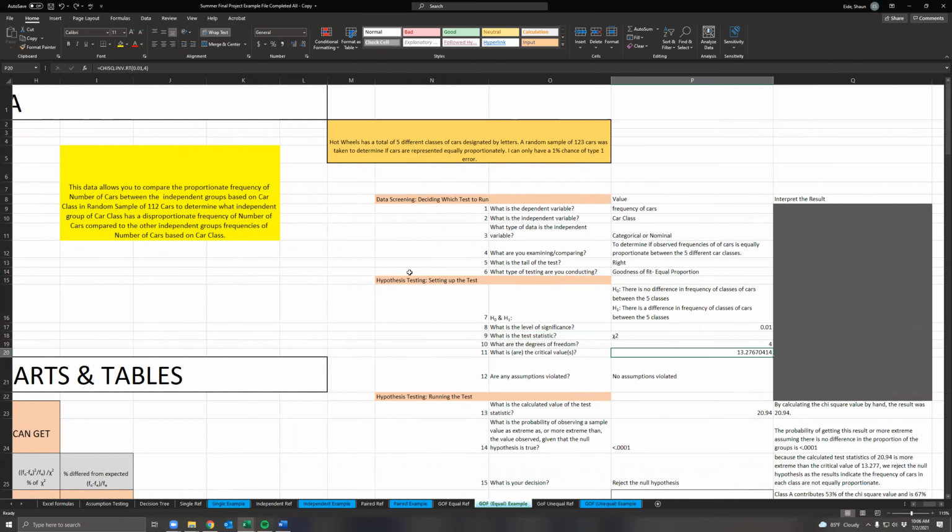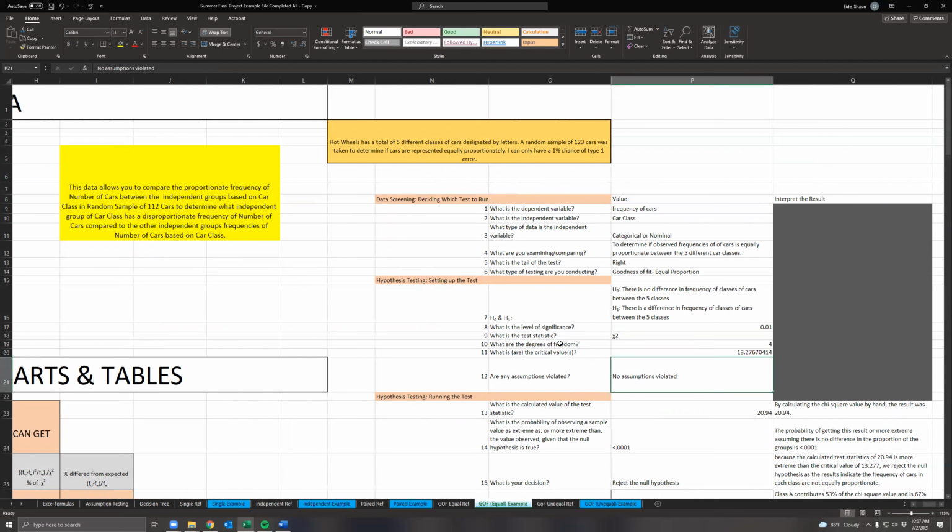And then what are the critical values? So in order to do the critical values, we are going to do chi-squared inverse dot right tail, which all the Excel formulas are right here, but the critical value is chi-squared dot inverse dot right tail. Then it's 0.01 comma 4. 4 is the degrees of freedom. 0.01 is the level of significance.